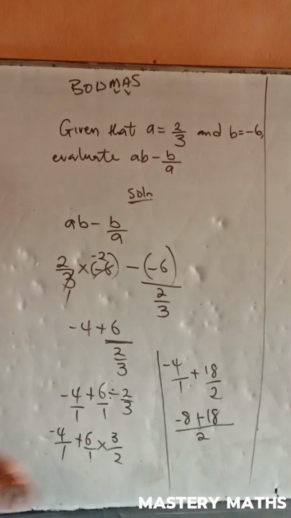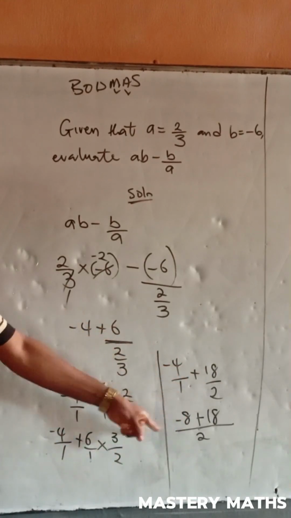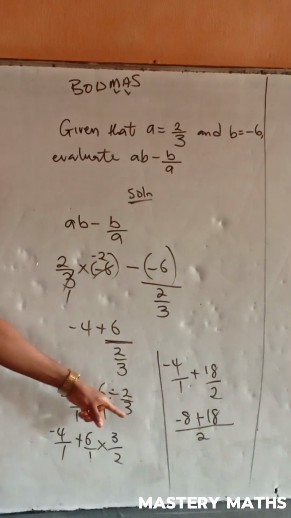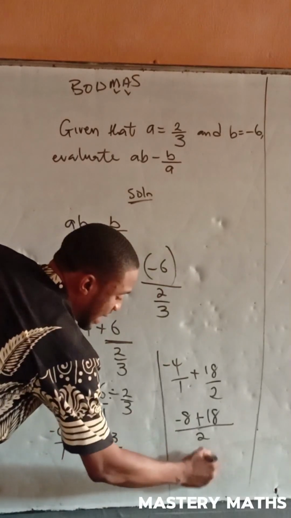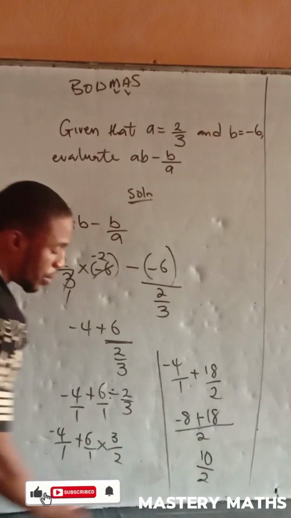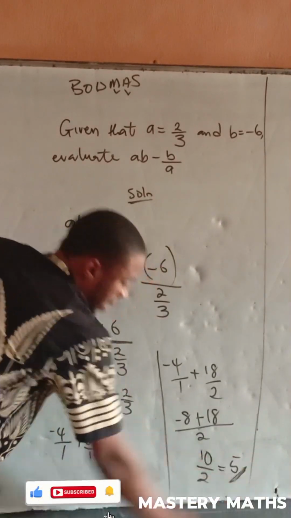You see it now? Now look into this place. You say minus 8 plus 18. Look at the board. Minus 8 plus 18, which gives us our what? Our 10 divided by 2, which gives us 5 as our answer.